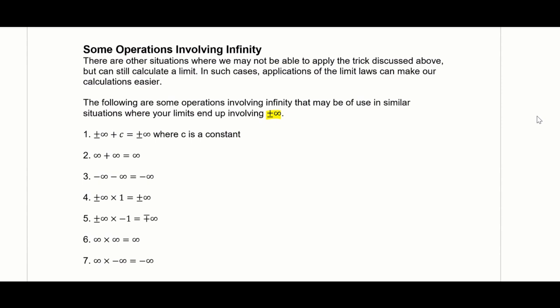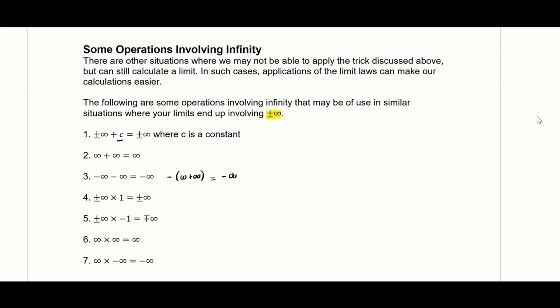So if you take something increasing without bound and you add a constant to it, it doesn't change what's going on, it's still increasing without bound. If you add two things increasing toward positive infinity, that thing's going to increase toward positive infinity. If you add two things that are increasing in the negative direction, so toward negative infinity, basically you can think about this as negating the addition of two positive ones, which gives you the negation of positive infinity.